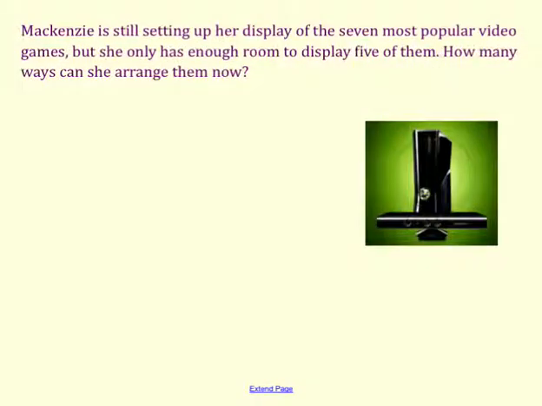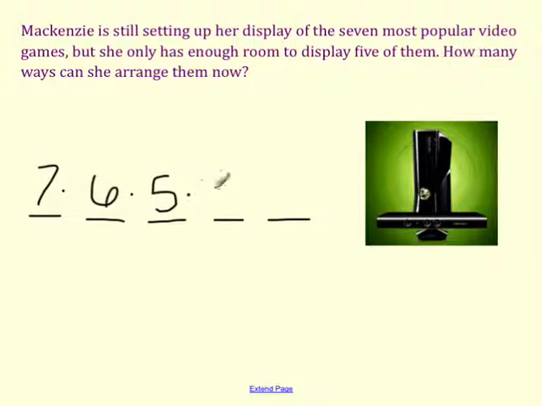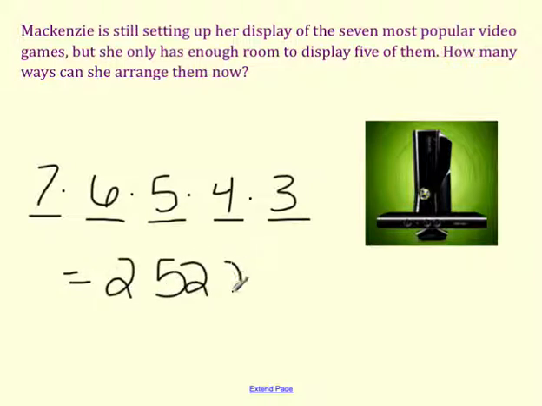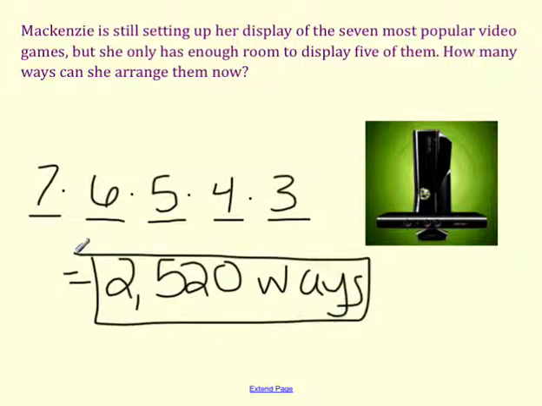Now let's take a look at this next part. Now we're setting up our display of the 7 most popular video games, but we can only display 5 of the 7. So now instead of having 7 spots, I only have 5. When we start for the first one, we still have 7 options. For the next one, we still have 6, and then 5, and then 4, and then 3. But we don't have the last 2 spots because we're only putting up 5 of them. So we have 7 times 6 times 5 times 4 times 3, and when you multiply that, you get 2,520 different ways that you can arrange just those 5.